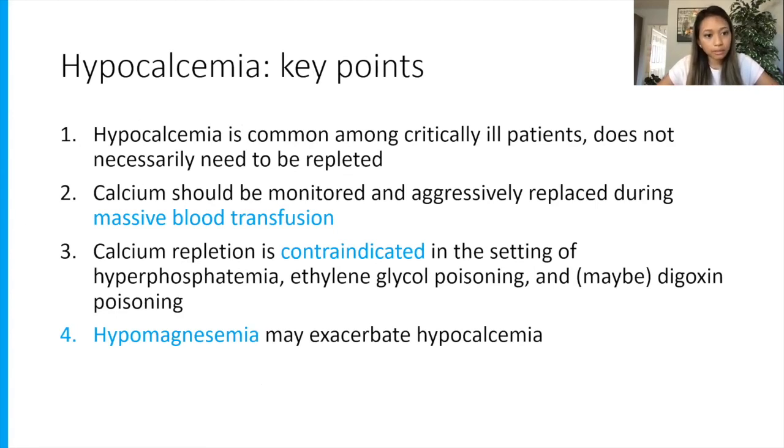So key points, hypocalcemia is common among critically ill patients. In those patients, you actually don't necessarily need to replace it. Calcium should be monitored aggressively and replaced during massive blood transfusion because the citrate in the blood will bind to calcium and lower the levels. Calcium repletion is contraindicated in certain conditions, and hypomagnesemia may exacerbate hypocalcemia.